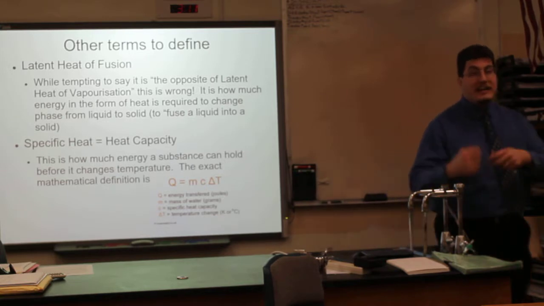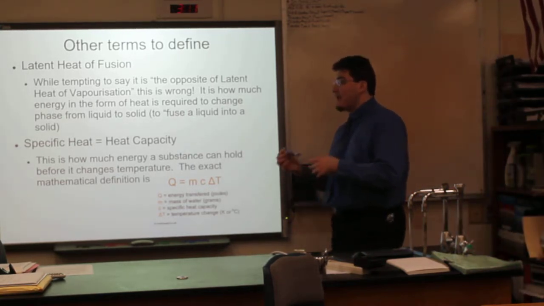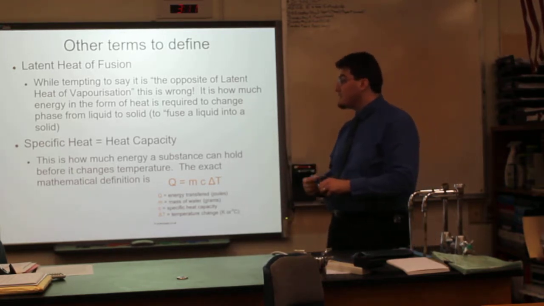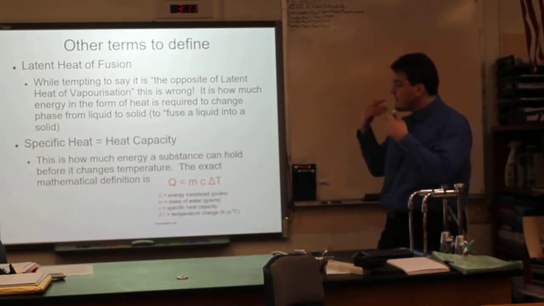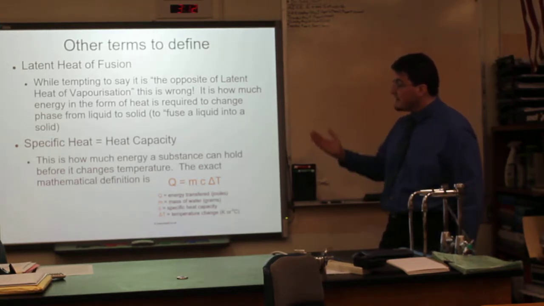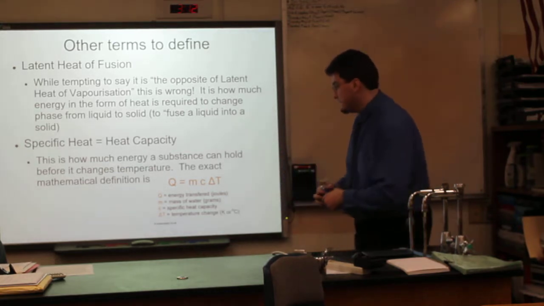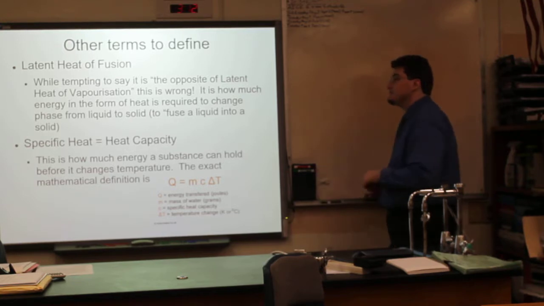Specific heat, or heat capacity. This is how much energy a substance can hold before it changes temperature. The exact mathematical definition is Q is equal to mass times the specific heat capacity, C, times delta T, the change in temperature, which is in Kelvin or degrees Celsius.